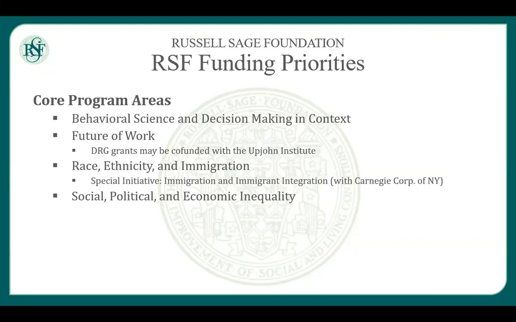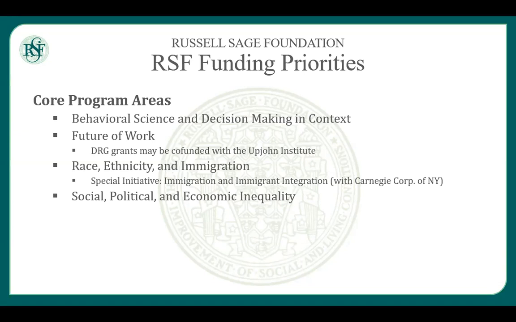But these program areas: the first one is on behavioral science and decision making and context. Just a couple of years ago, this would have been known as behavioral economics, but we wanted to show that the behavioral sciences aren't just for economists, and so anything looking at those sorts of questions we have under that bucket. The next one is on the future of work.